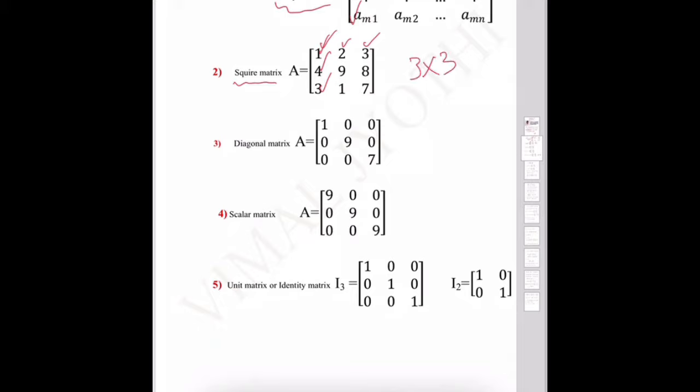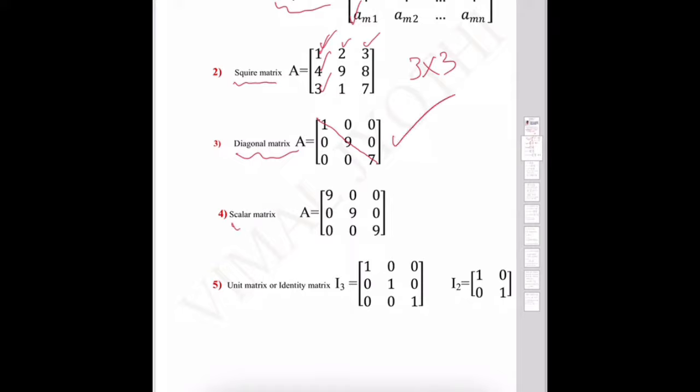Then diagonal matrix. A diagonal matrix is a matrix where all entries are zeros except the diagonal elements. The diagonal elements are not zero, but all other elements are zero. This is called a diagonal matrix.